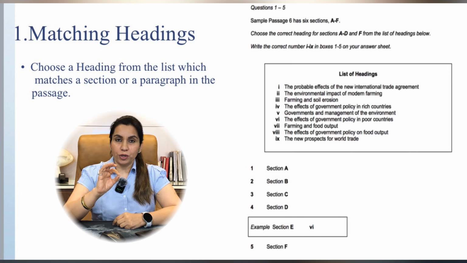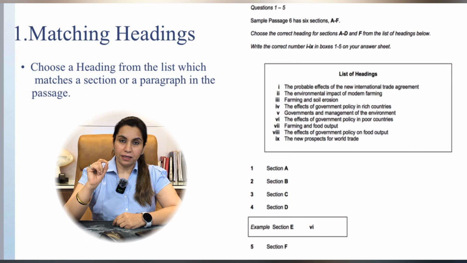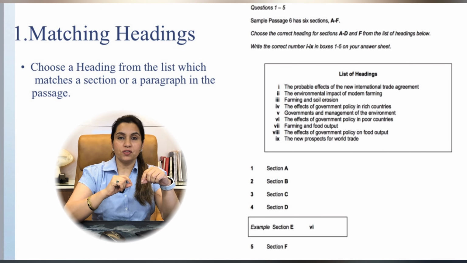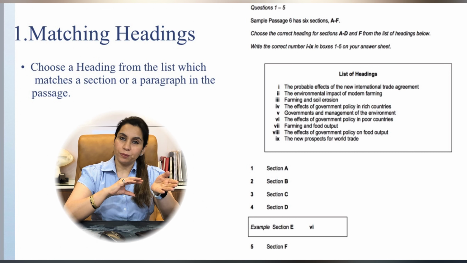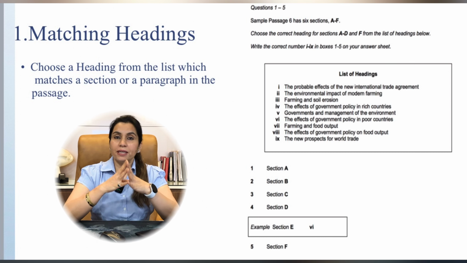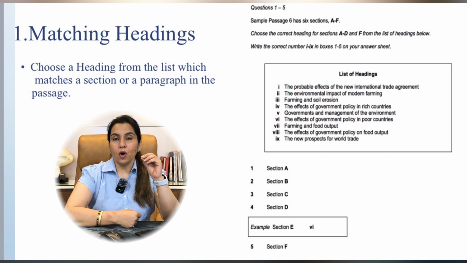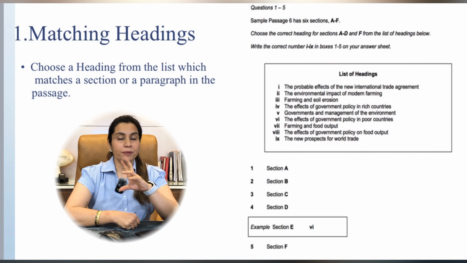So what you need to do is first check the headings, underline the keywords, and then go back to the passages to see which keyword matches with which information in which paragraph. Now in these types of questions, the answers will never be in order. They will be random. So you need to check very carefully from the set of keywords that you have underlined.